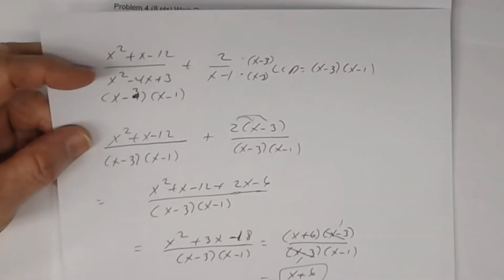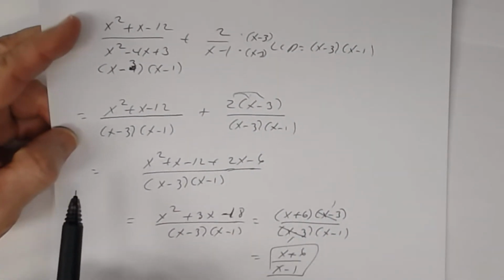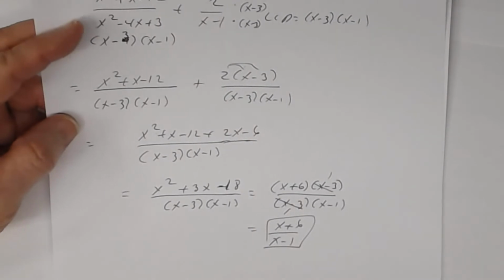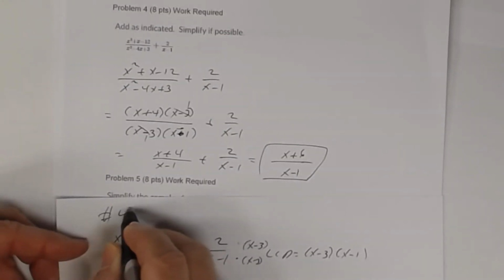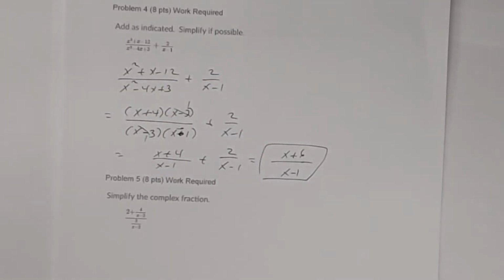And then here, if you forgot to factor the numerator, then this is what you would have had to end up doing. All right, so that was number 4. Okay, the other approach, number 4. Let's look at number 5.